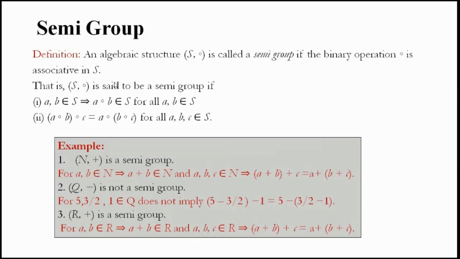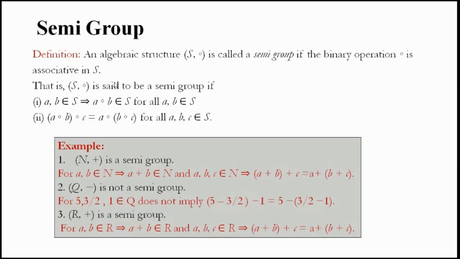In the same way, Q comma minus is not a semi-group. The reason is, if you take the numbers 5, 3 by 2, 1 belonging to Q, then (5 minus 3 by 2) minus 1 is not equal to 5 minus (3 by 2 minus 1). This is simple subtraction. Next, R comma plus is a semi-group, on the real numbers.